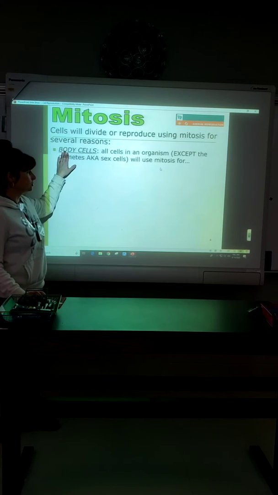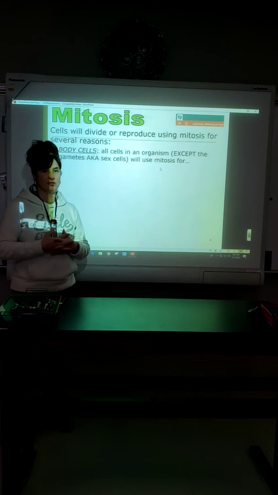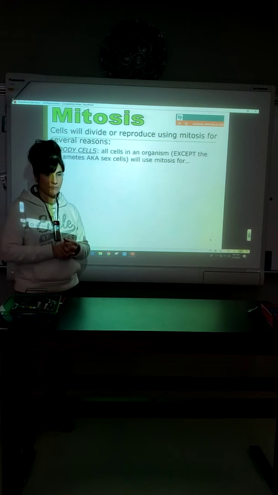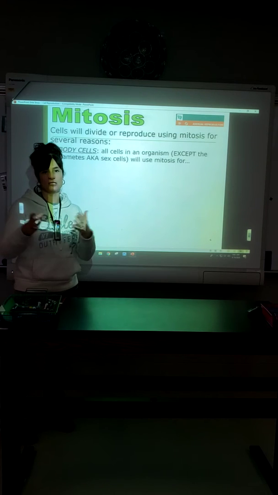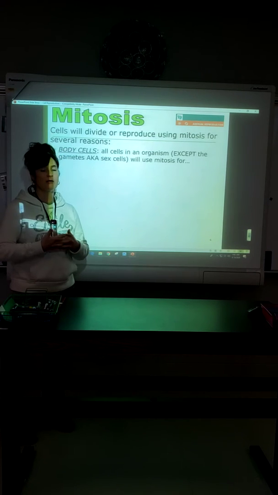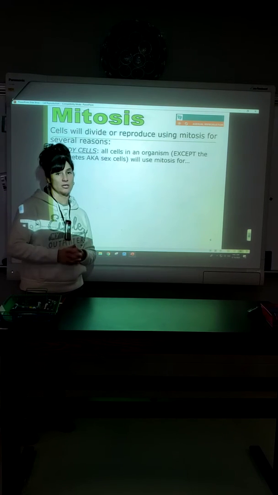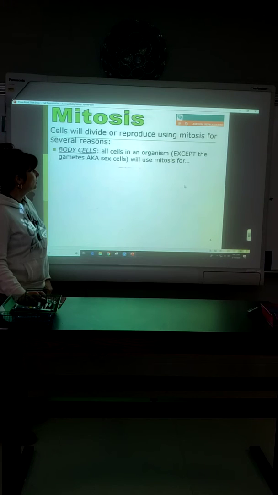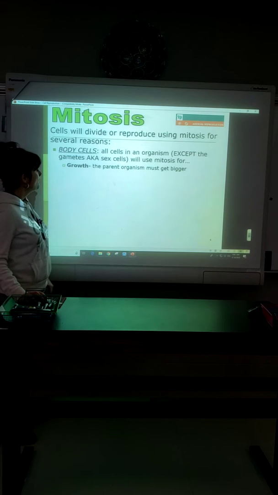So body cells. All right, so what is a body cell? It's any cell in our body that doesn't have to do with the egg or the sperm cell, or what we call the gametes. So heart cell, lung cell, liver cell, blood cell, skin cell, all of those, every other type of cell in our body is a body cell. So obviously, most cells in our body are body cells. Unless it's one of the sex cells or gametes, it's a body cell.